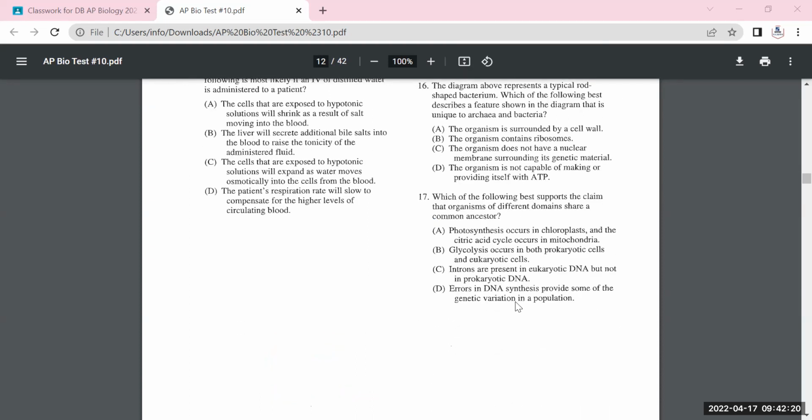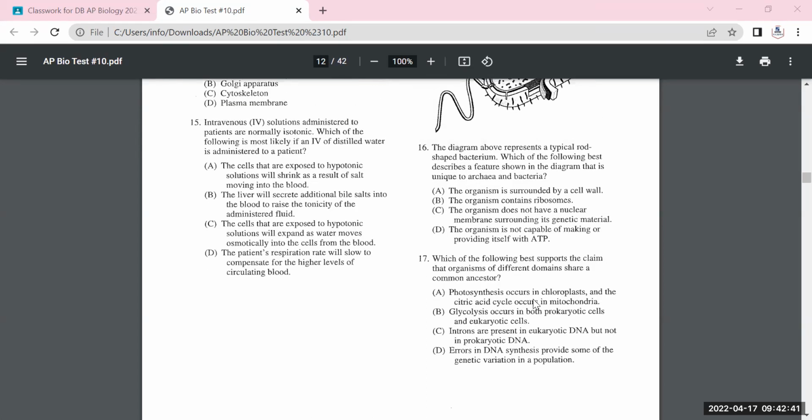Okay, which of the following best supports the claim that organisms of different domains share a common ancestor? Okay, photosynthesis occurs in chloroplasts, and the citric acid cycle occurs in mitochondria. Okay, cool. Doesn't really tell me anything. Glycolysis occurs in both prokaryotic cells and eukaryotic cells. Yes. Right. Remember the fact that you have glycolysis occurring almost identically, right?